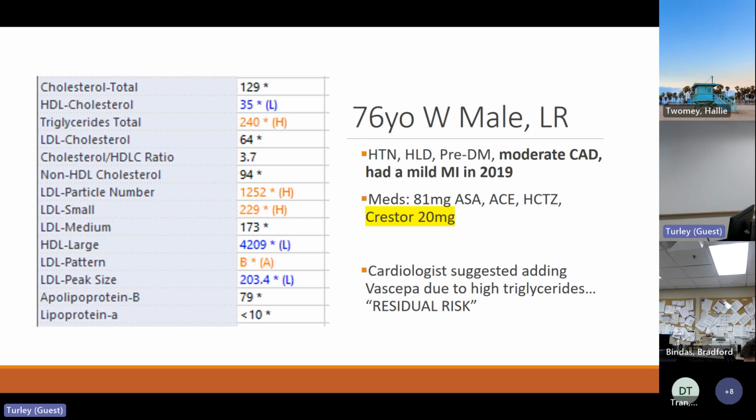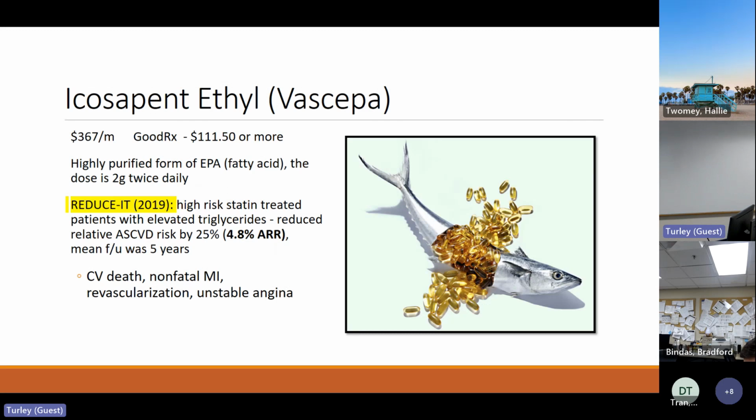So the reason for that is something called the REDUCE-IT trial. And you remember I said it was 2018 guidelines. So the REDUCE-IT trial, the research from that came out in 2019. So it came out a little bit after the guidelines. And it showed that if you treat the LDL to goal, but you have patients with high triglycerides, you will lower their risk of stroke and cardiovascular events by putting them on Vascepa, which is icosapent ethyl. Icosapent ethyl is like a purified fish oil.